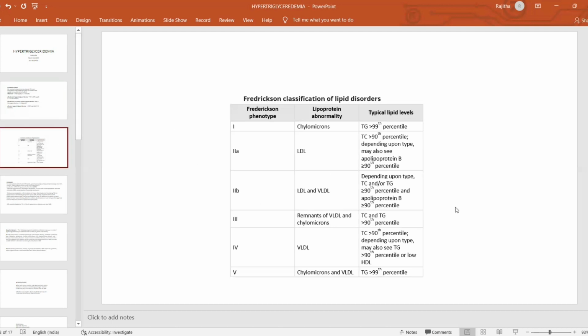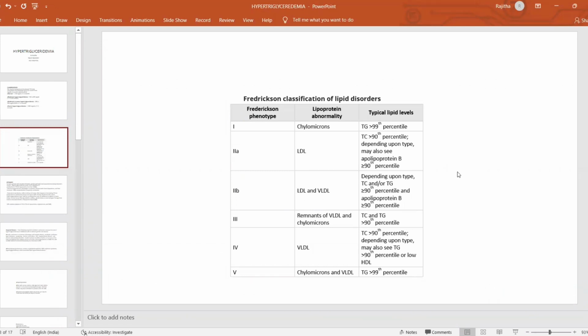The next one is classification of lipid disorders, according to the typical lipid levels we see in a report and the associated lipoprotein abnormality. The classification is based on this associated lipoprotein abnormality and the kind of lipid level we are seeing raised. This is the Fredrickson classification. They have 5 types of lipid disorders, and type 2 is the only one which is divided into A and B. All the others are single.